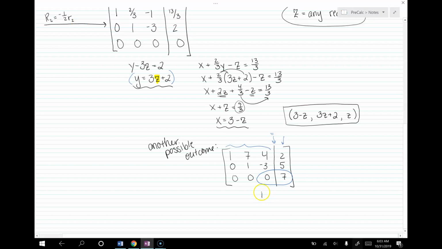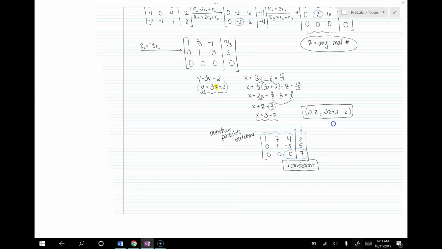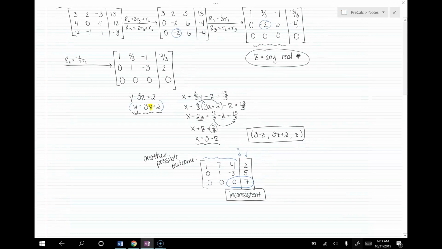But you're not going to write no solution. You hopefully are going to write inconsistent, because it is an inconsistent system, which means there is no solution to the system. Okay? 2 special cases. When we have 0, 0, 0, 0, which means that z is any real number, or if it's inconsistent.